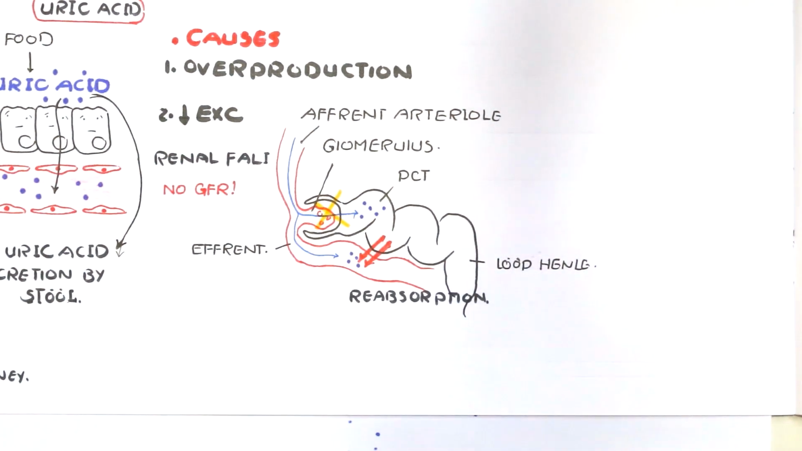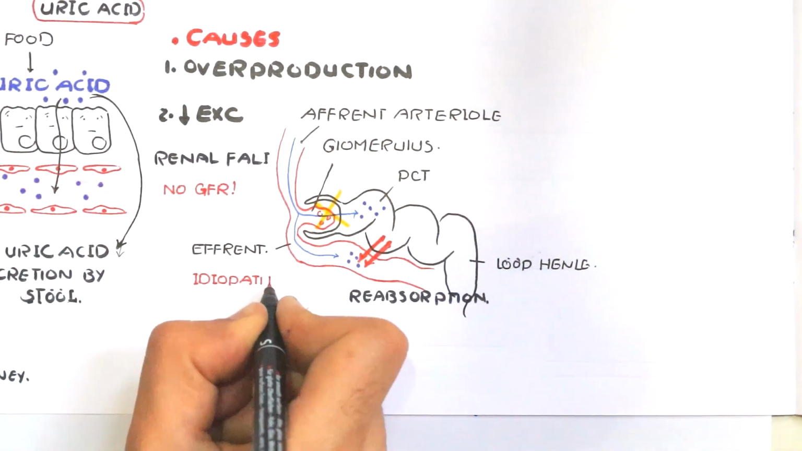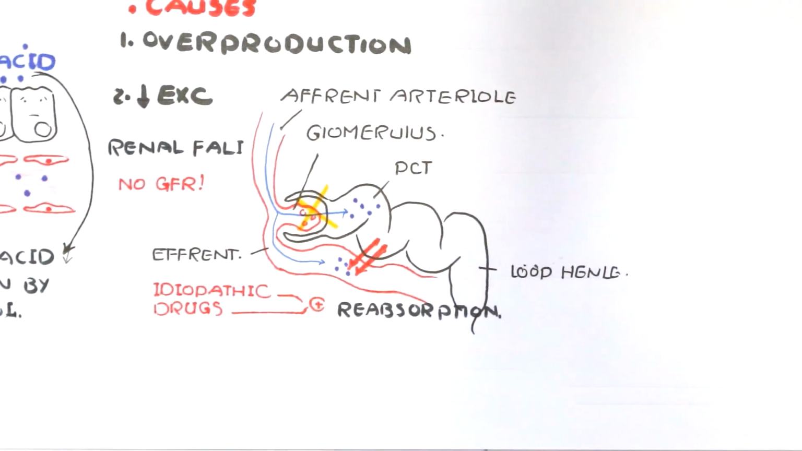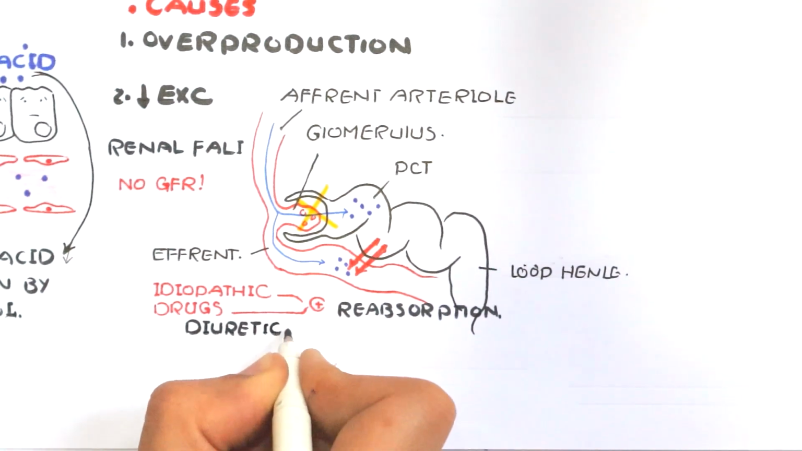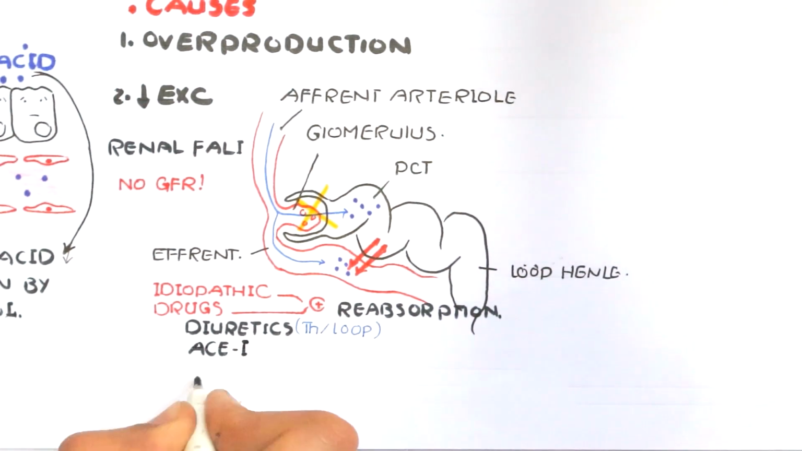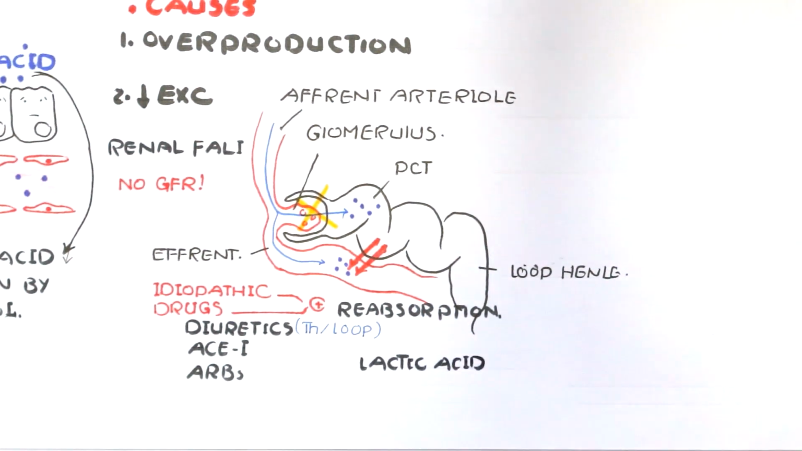Filtered uric acid can be returned from the proximal convoluted tubule into blood vessels by reabsorption. If reabsorption is enhanced, it leads to hyperuricemia, and it can be idiopathic or due to certain drugs such as thiazide and loop diuretics, angiotensin converting enzyme inhibitors, and angiotensin receptor blockers. It can also be enhanced by lactic acidosis, ketones, and alcohol consumption.